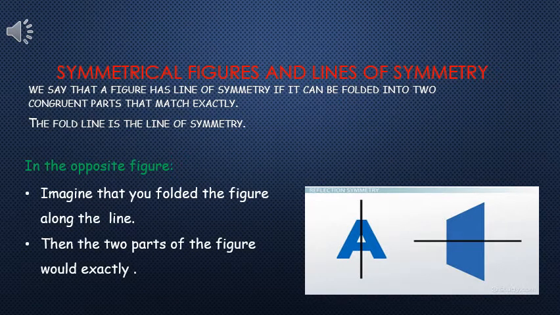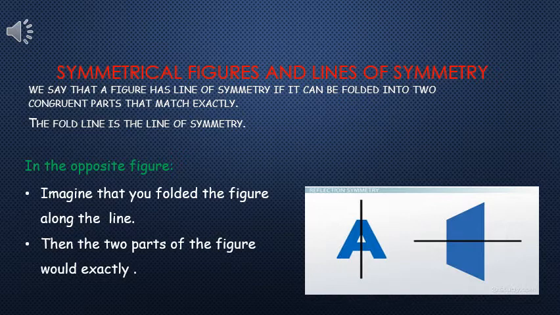Hello, dear students. Our lesson today is about symmetrical figures and the lines of symmetry. We say that a figure has a line of symmetry if it can be folded into two congruent parts that match exactly, and the fold line is called the line of symmetry.